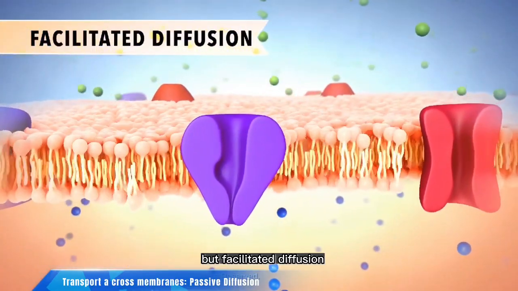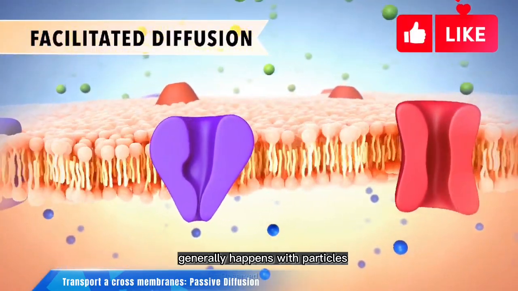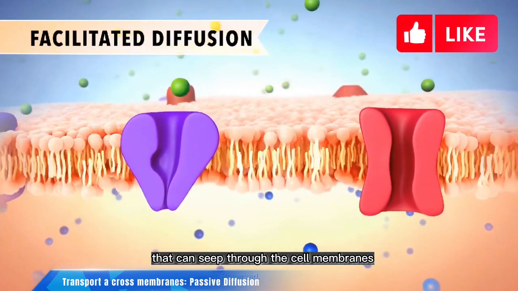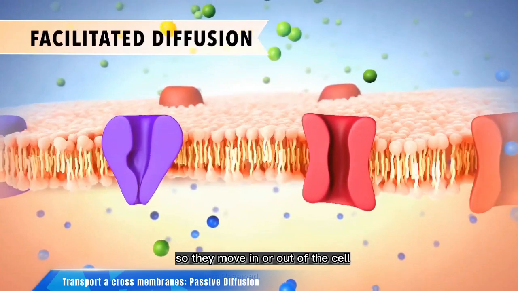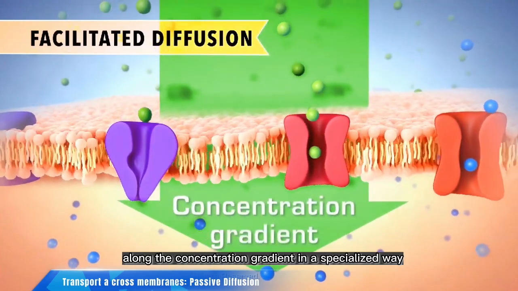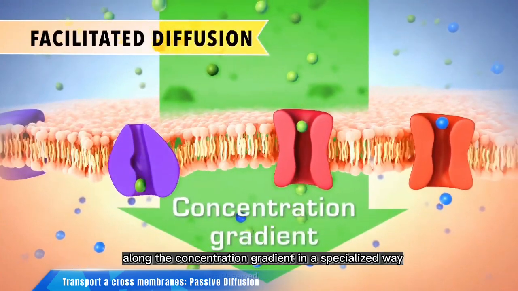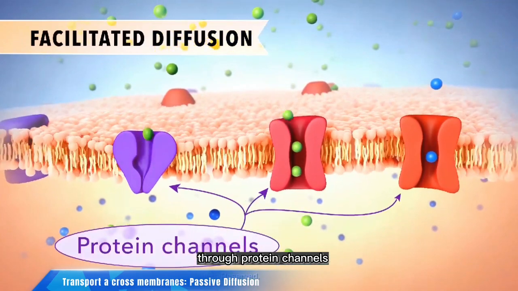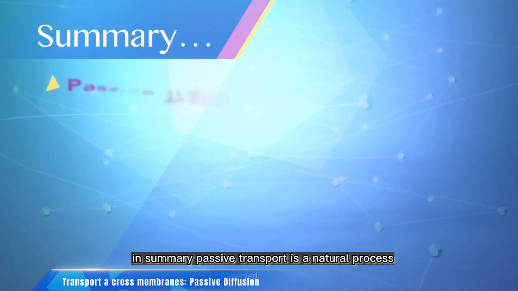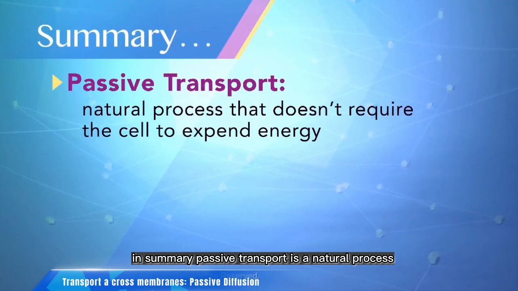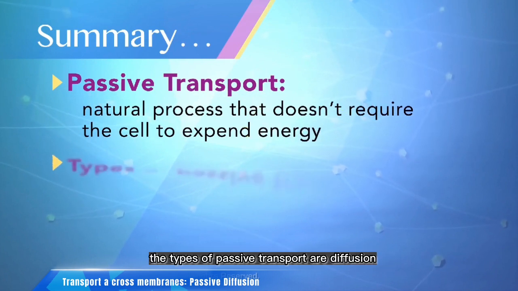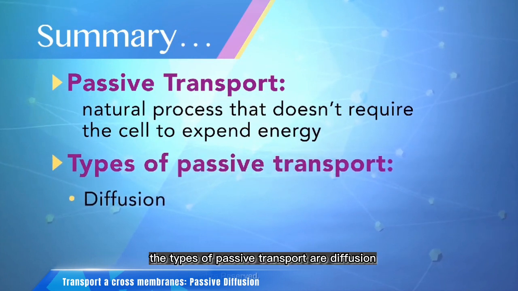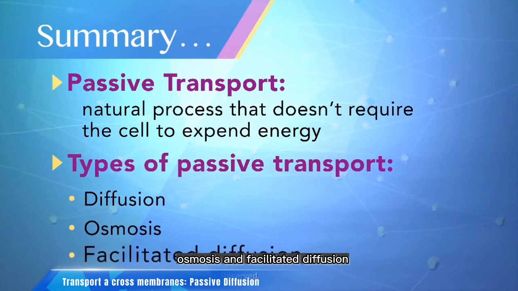But facilitated diffusion generally happens with particles a bit larger than those that can seep through the cell membrane's phospholipid layers. So they move in or out of the cell along the concentration gradient in a specialized way, through protein channels. In summary, passive transport is a natural process that doesn't require the cell to expend any energy. The types of passive transport are diffusion, osmosis, and facilitated diffusion.